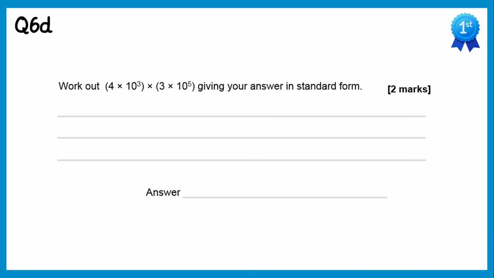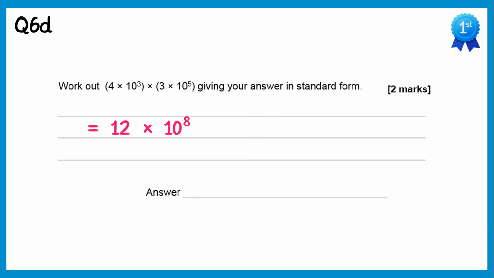This is a standard form calculation question. To do this, we'll multiply the numbers 4 and 3 first. 4 times 3 gives 12. We'll then look at the powers of 10, 10 to the 3 times 10 to the 5. When you times things with the same base, you add the indices. So if we add 3 and 5, we get 8. So this is the same as 10 to the 8.